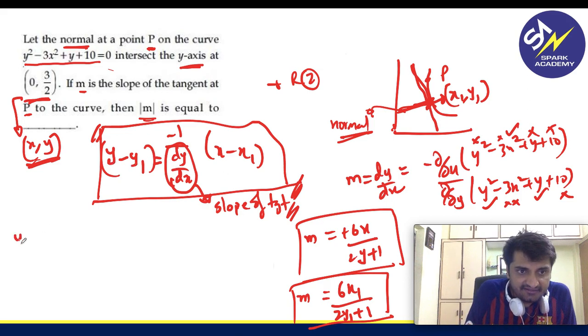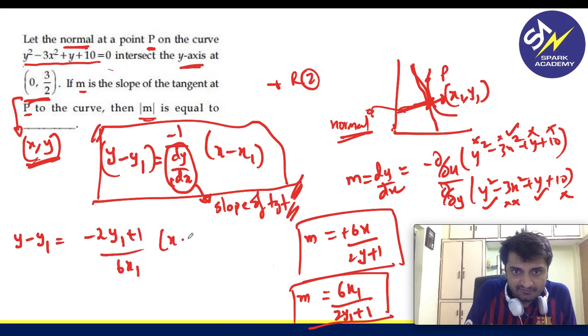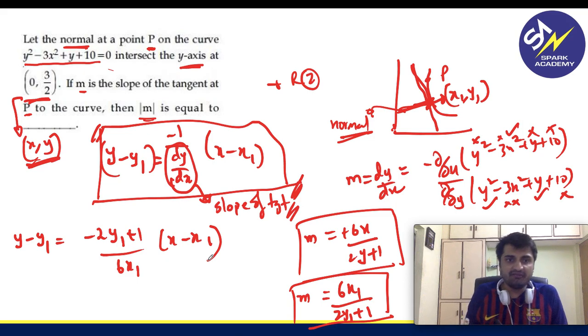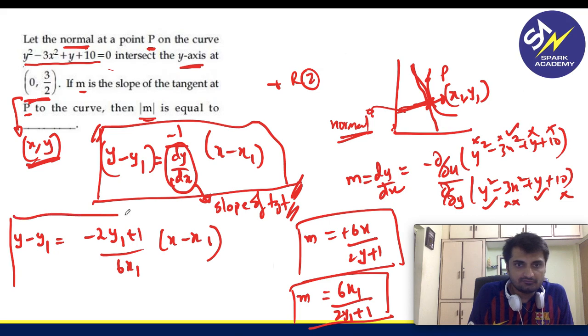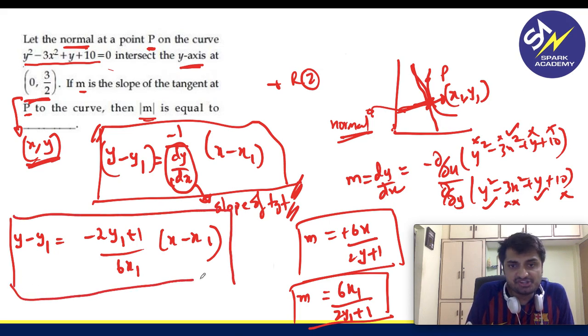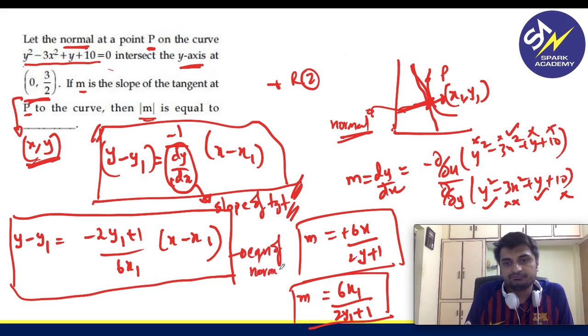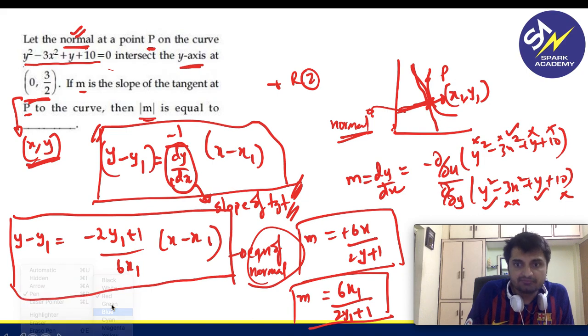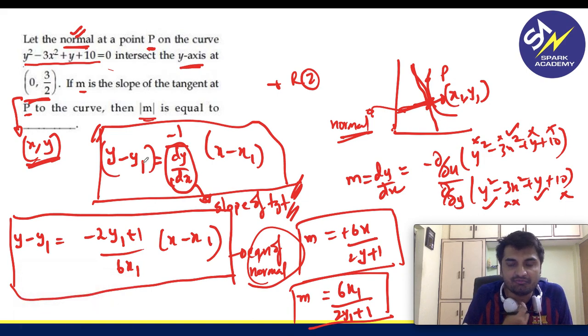Now I can write the equation as y minus y1. I can take the reciprocal, so I write minus 2y1 plus 1 by 6x1 into x minus x1. This is the equation of the normal which I got. Now we can start playing around with the data we have. How can you start playing around with the data, guys?